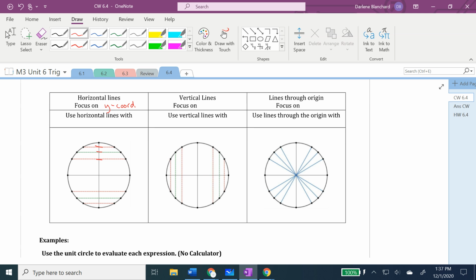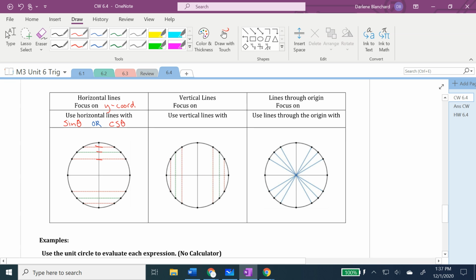Wait, why did you write the only place I want to go is back to math 1? Okay, sine is the y-coordinate. Use horizontal lines when you are dealing with sine theta or when you are dealing with sine's reciprocal. Which function is sine's reciprocal? Cosecant.